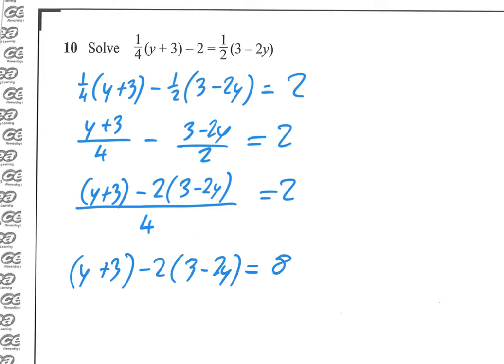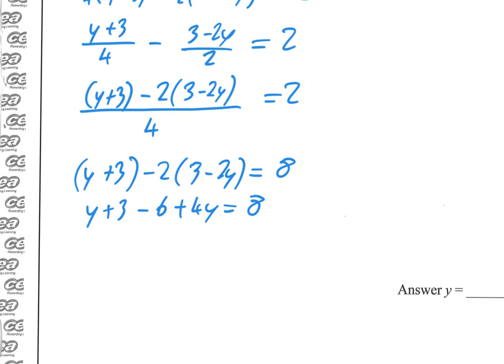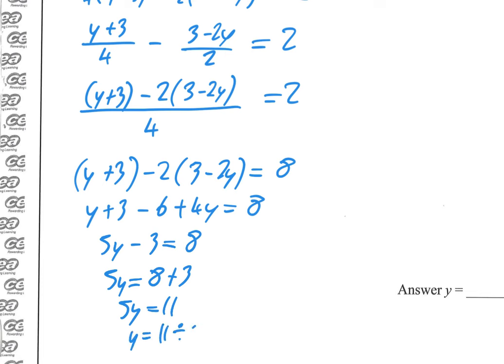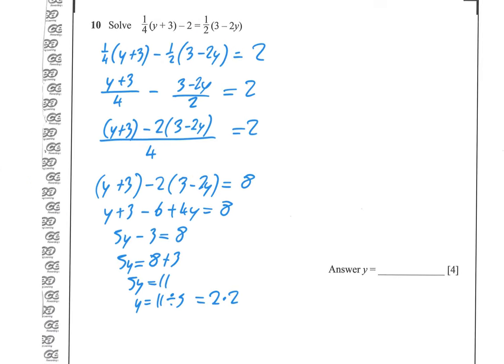Okay, so that's what I was doing there. And now we're into just multiplying out our brackets. We've got y plus 3 minus 6 plus 4y is equal to 8. Tidy that up, you'll have 5y minus 3 is equal to 8, which means 5y is equal to 8 plus 3, which means 5y is equal to 11, which means y is equal to 11 divided by 5, which is equal to 2.2, or 2 1/5.